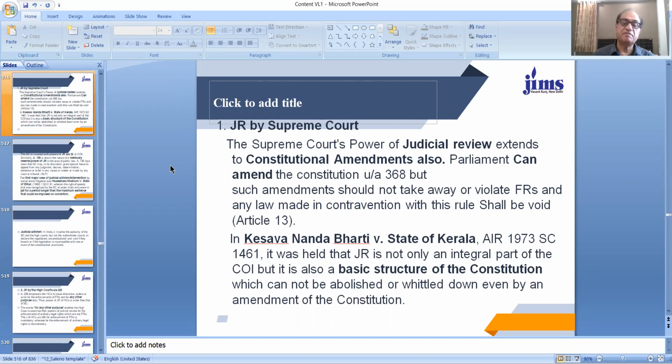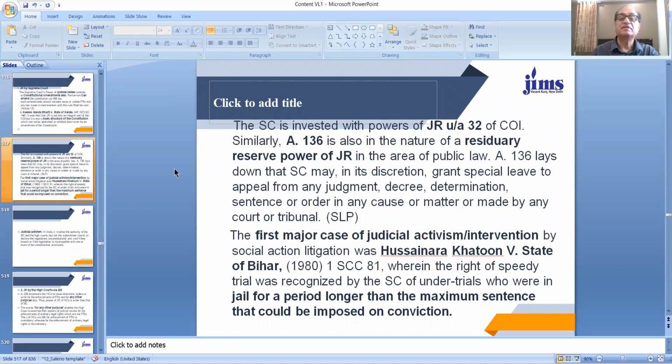You see the famous leading case, Kesavananda Bharati versus State of Kerala. It was held in this case that judicial review is not only an integral part of the Constitution, but it is also a basic structure of the Constitution, which cannot be abolished or whittled down even by an amendment of the Constitution. So this judicial review is part of the basic structure of the Constitution, which cannot be changed by the Parliament.